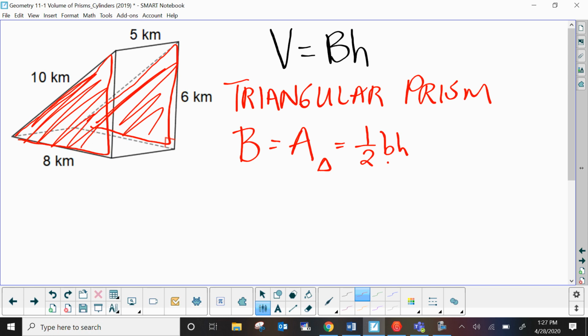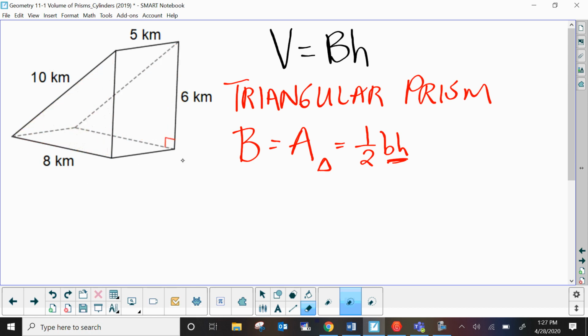And remember, these things have to come from the triangle. It's not the base of the prism. It is not the height of the prism. That is strictly from the triangle. So now I'm going to focus in on just this triangle. It helps me that this is a right triangle because now I know this can be my base and this can be my height. So my base of the triangle is 8. My height of the triangle is 6.